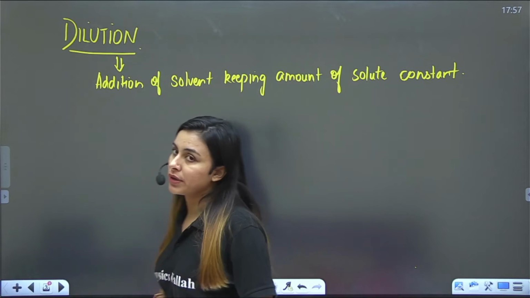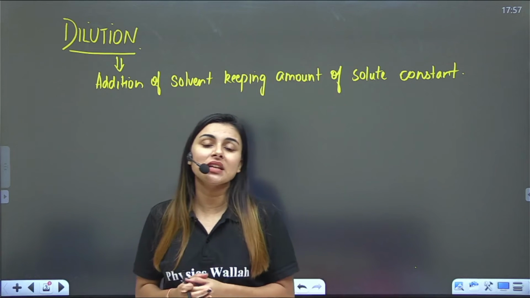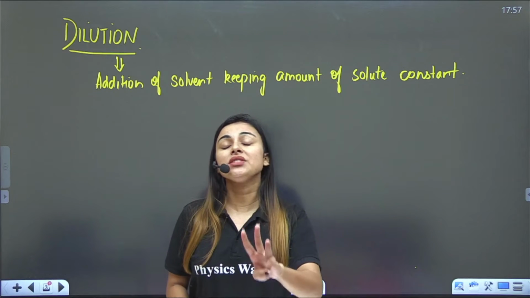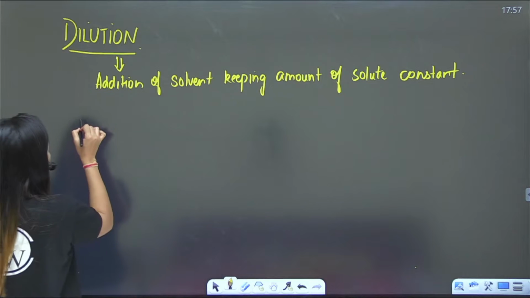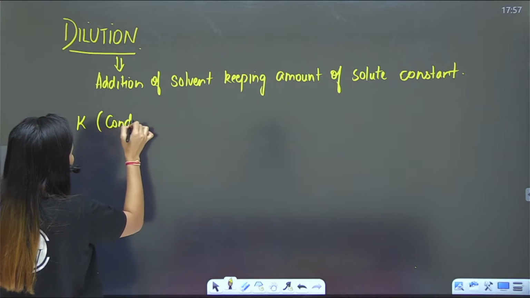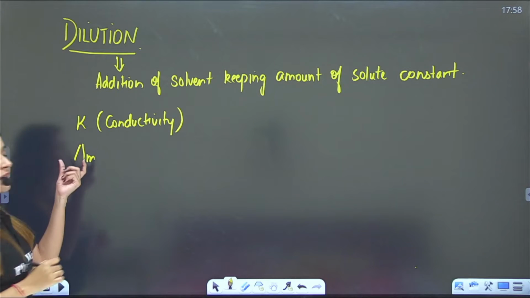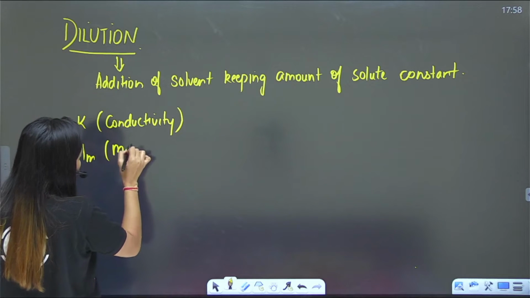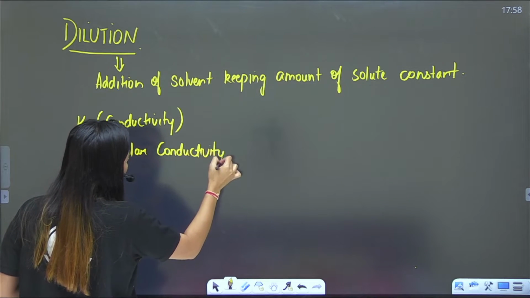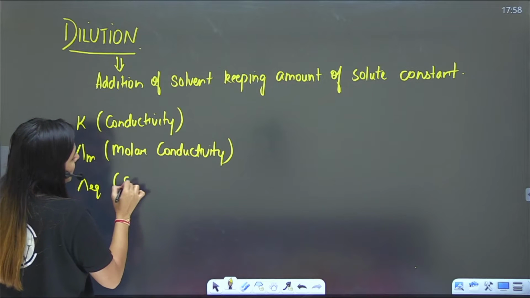Now let's move forward. My dear students, why did I tell you this dilution concept? Because now we will be discussing the effect of dilution on the different types of conductivities we have studied. We have studied majorly three types of conductivities. The first is normal conductivity, which you represent by K, also known as kappa. Next is molar conductivity, represented by this symbol. And then we have equivalent conductivity.